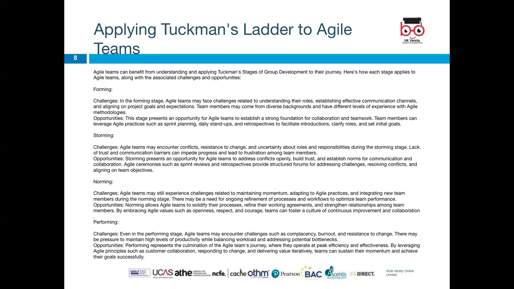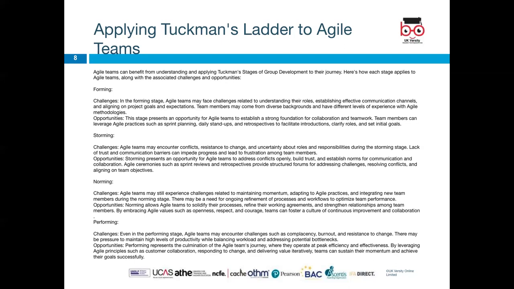aligning on team objectives. And then the next one, which is norming, what is the challenge? Agile teams may still experience challenges related to maintaining momentum, adapting to agile practices, and integrating new team members during the norming stage. There may be a need for ongoing refinement of processes and workflows to optimize team performance. So, what is the opportunity?